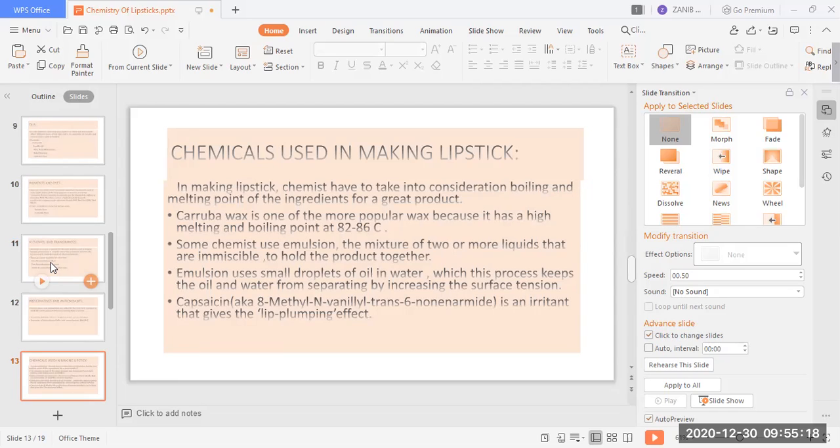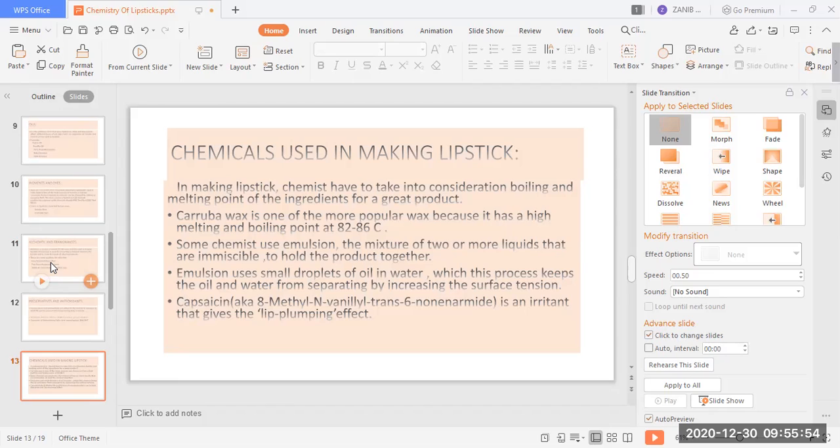If we read the chemicals used in making lipstick, we know that in making lipstick, chemists have to take into consideration the boiling and melting points of ingredients for a great product. Carnauba wax is one of the more popular waxes because it has a high melting and boiling point at 82 to 86 degrees Celsius. Some chemists use an emulsion, a mixture of two or more liquids that are immiscible, to hold the product together. Emulsions also use small droplets of oil in water, a process that keeps the oil and water from separating by increasing the surface tension.